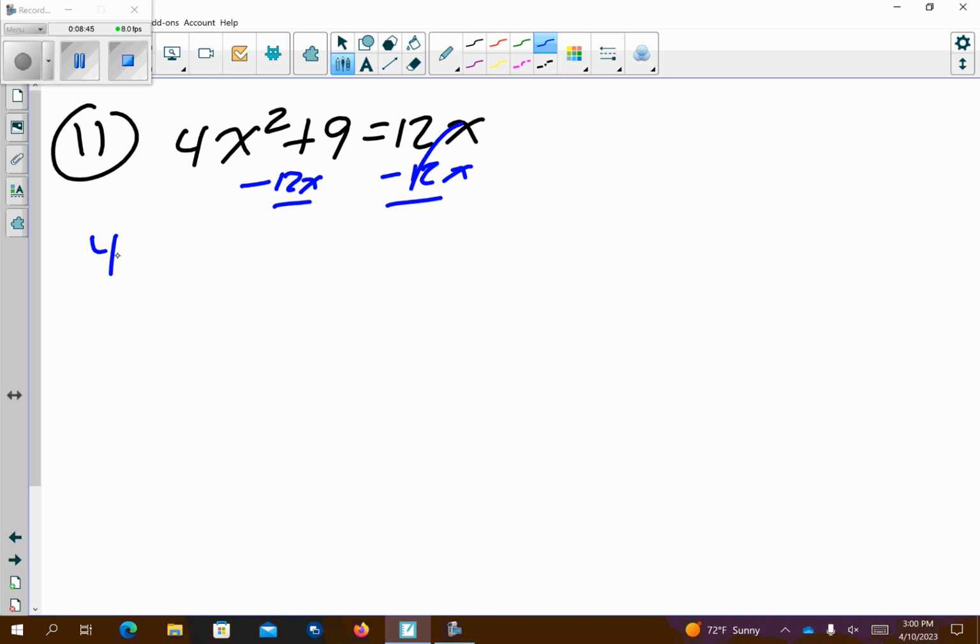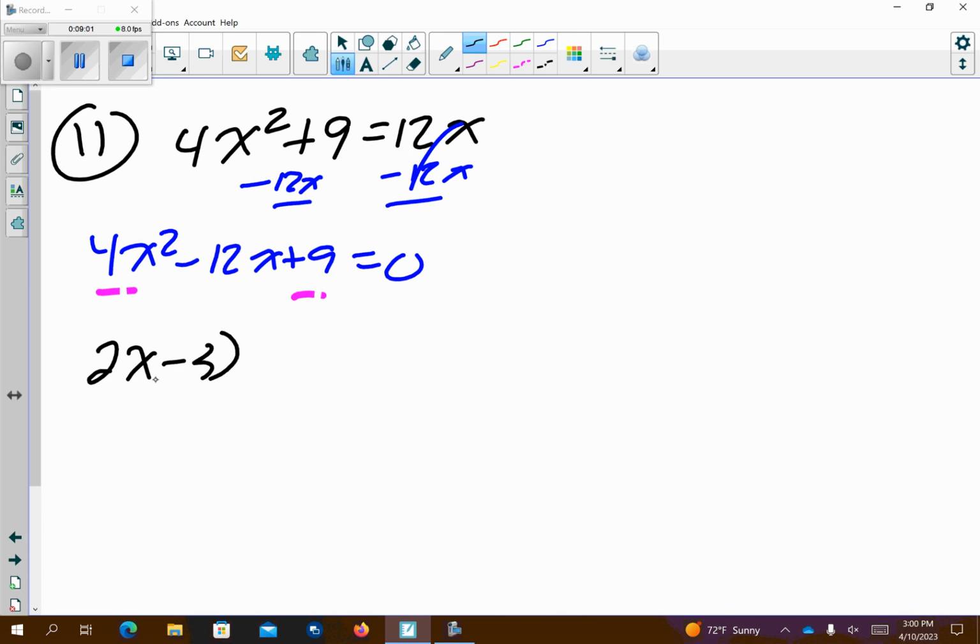Number 11, it's not equal to 0, so I have to subtract 12x from both sides. Those cancel, so I get 4x squared minus 12x plus 9 equals 0. I'm curious. This is a perfect square and this is a perfect square. Do you think our method would work where we could have 2x minus 3 and 2x minus 3? Does that give me the 12x if I multiply the outside and inside? So 2x times negative 3 is negative 6x. This one worked. I don't have to use a quadratic formula on it.